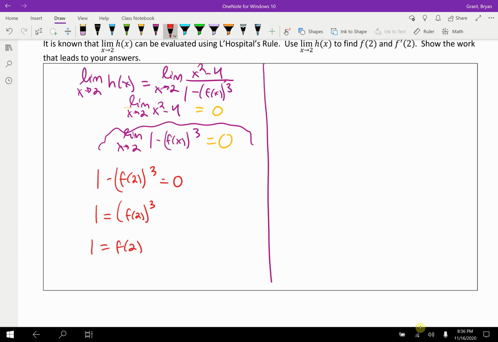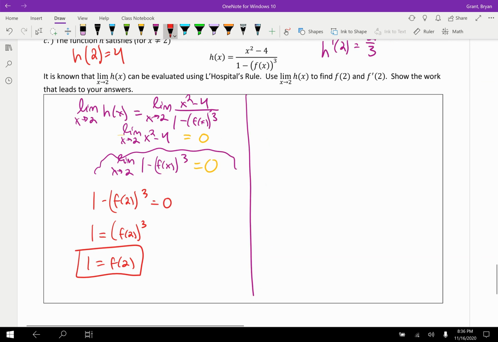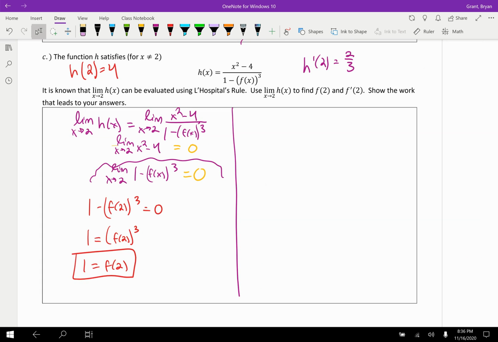Look how good we are there. They asked us to find f of 2 and f prime. We found f of 2 without even using L'Hopital's rule. We just knew that in order to use L'Hopital's rule, the denominator had to become 0. The only way it can do that is if this is 1. 1 minus 1 is 0. Nifty. Okay, well, what next? So we haven't found f prime.